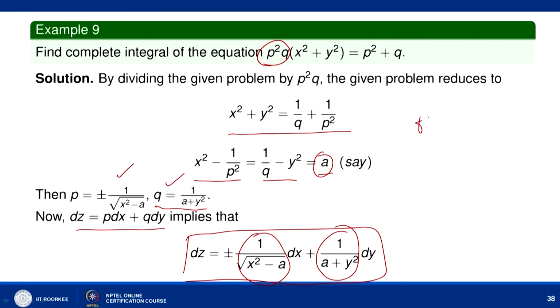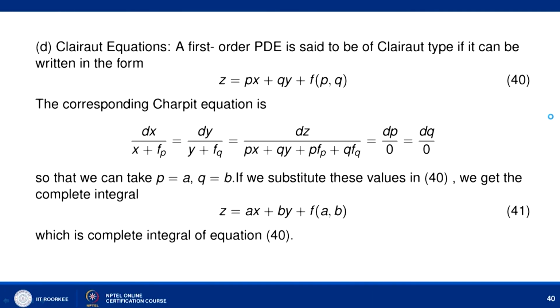So here you write f of x, p equal to g of y, q equal to a constant value, and then integrate. From this you find out p and q, and you can integrate this. Now the very important part, or we can say quite a common equation, is the Clairaut equation.